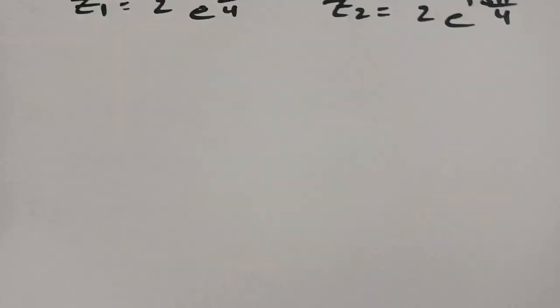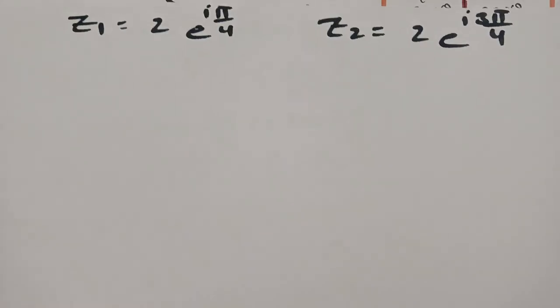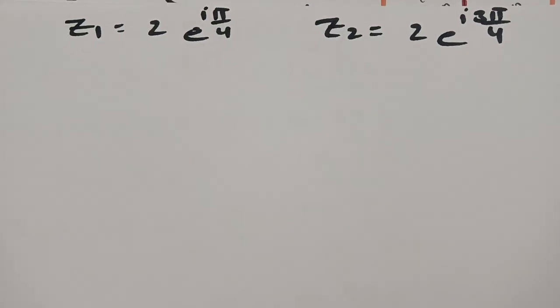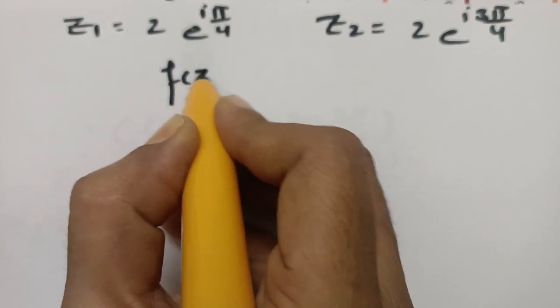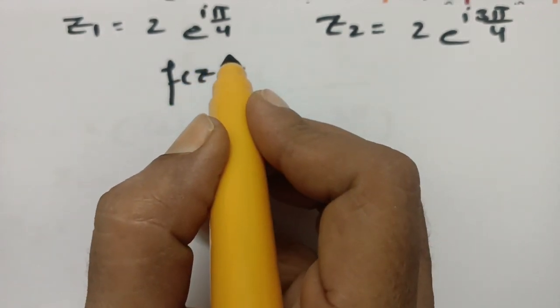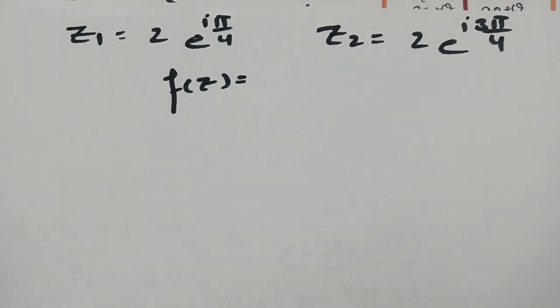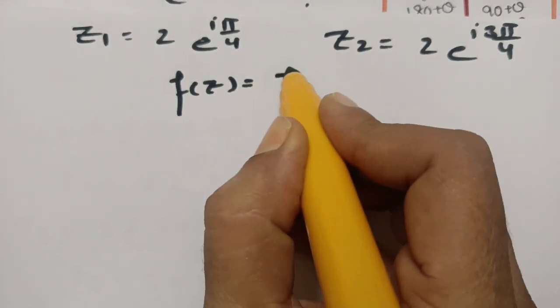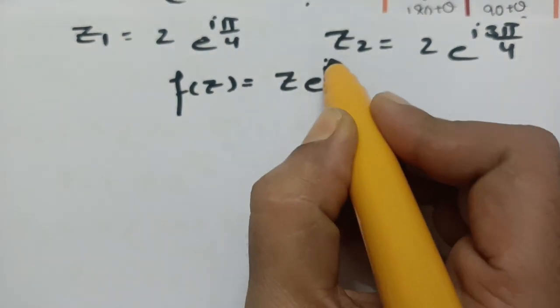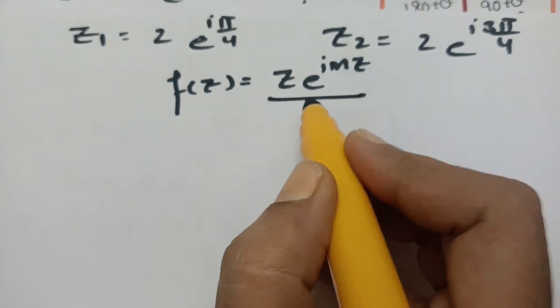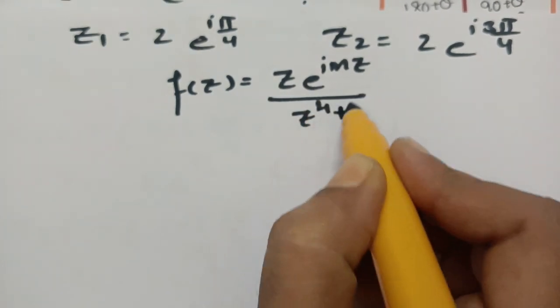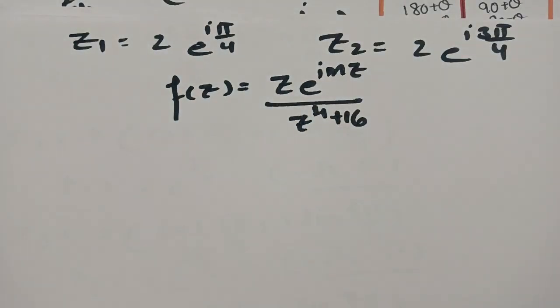Now I am going to find the residue value. How do we find this residue value? What is the function here? The function f of z is equal to z times e^(imz) divided by z^4 plus 16. Now we have to find the residue value. For finding the residue value, what do we have to do?